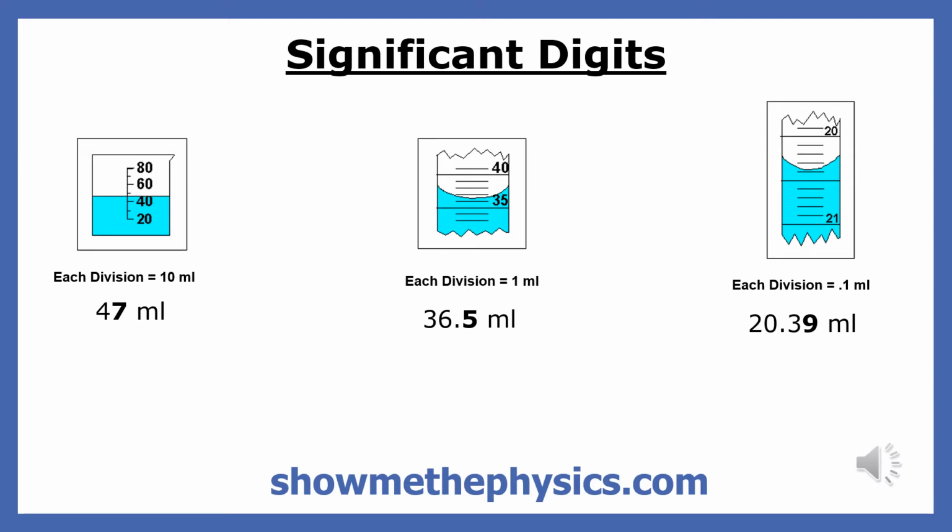The number at the end of these 3 measurements represents an estimate done by the measurer. The first measurement has 2 significant digits, the second one has 3, and the third one has 4 significant digits.